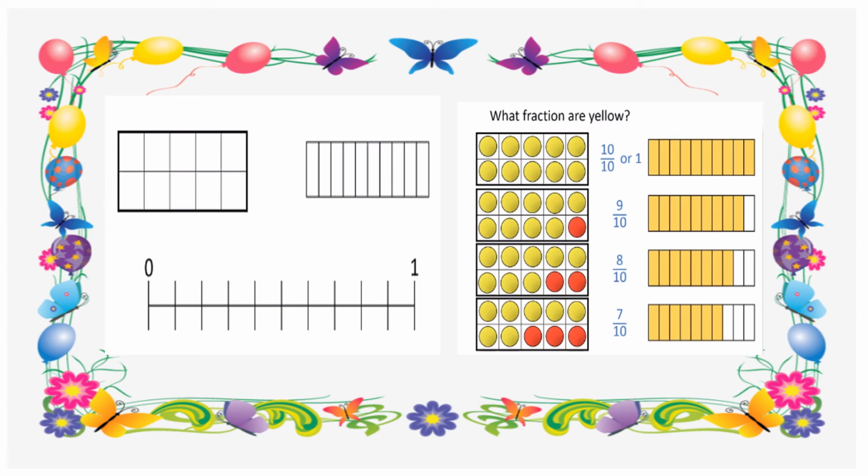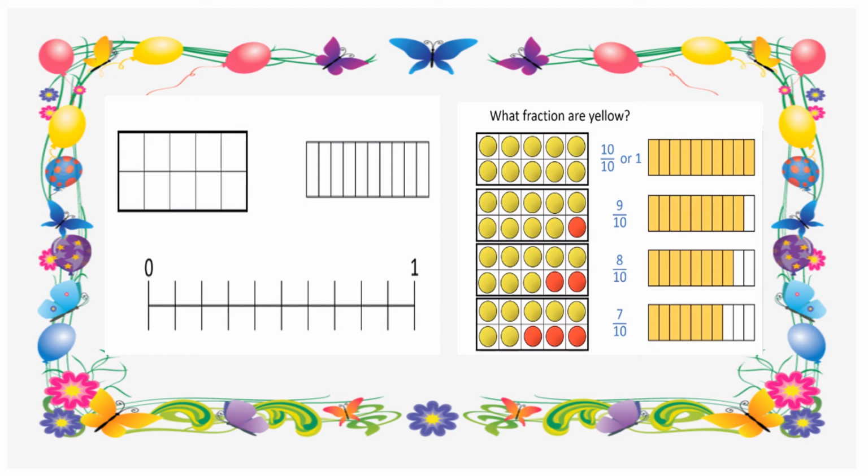Now we can use a bar model. We can also use a number line, and we can use these representations to represent our fractions. So we can use either of these representations to represent our fractions.